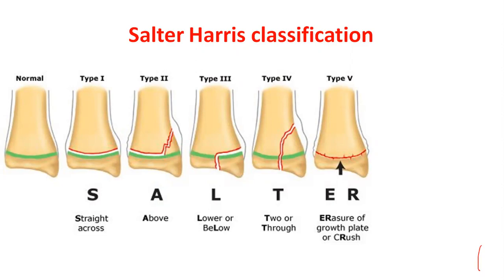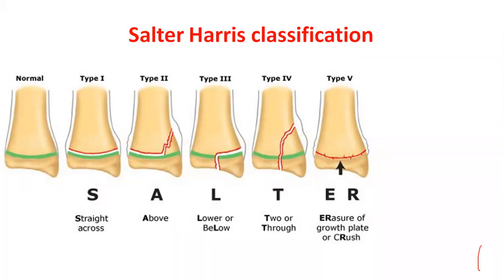And type 4 is the combination of type 2 and type 3, where there is a fracture both above the growth plate, or proximal to the growth plate, as well as a fracture distal or below the growth plate.